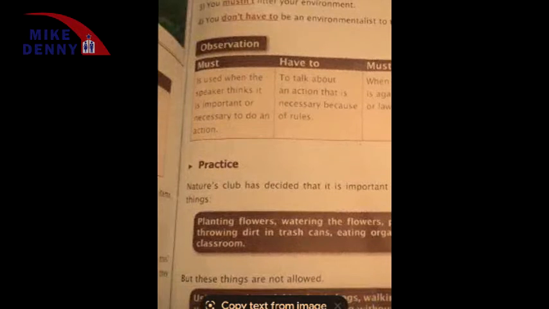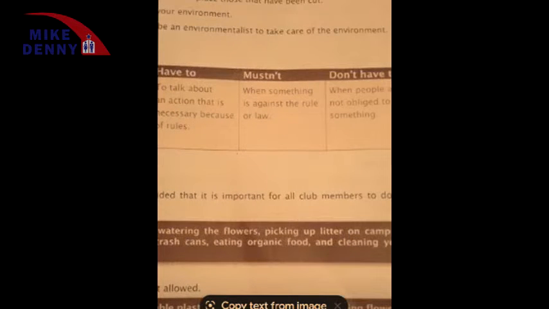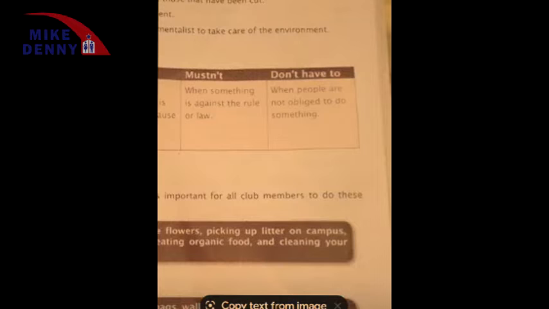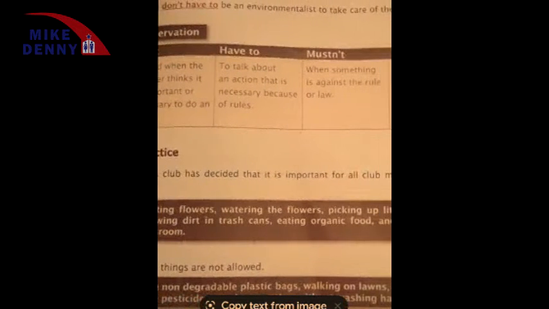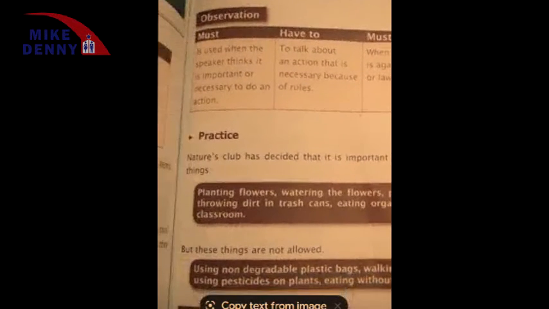For example, must: you must take care of your environment if you want to live healthy. To talk about an action that is necessary, we say you have to drain standing water in order to avoid mosquitoes. You mustn't keep standing water if you want to be mosquito free. And you don't have to litter papers if you are an environmentalist. We therefore discover that in these cases the obligations have been stated clearly. Let's look at the practice here.